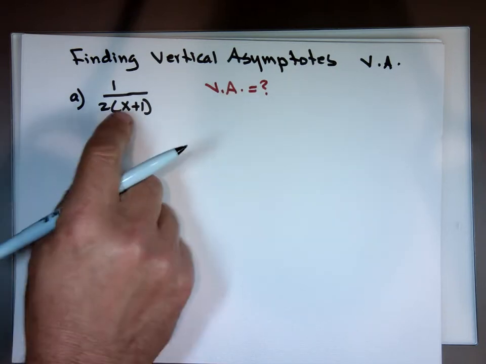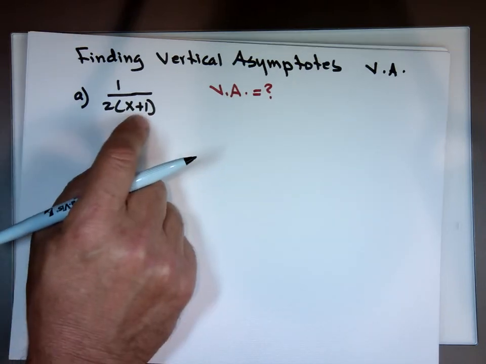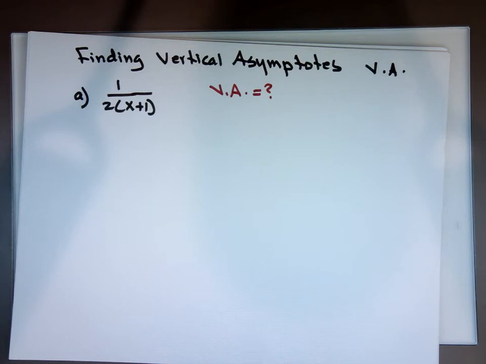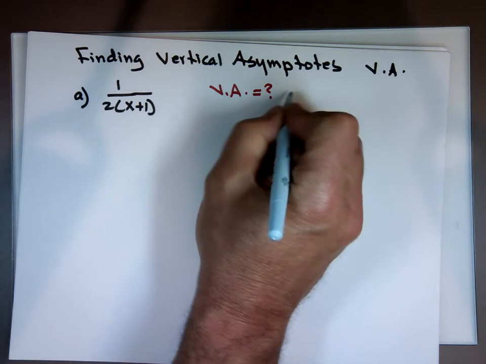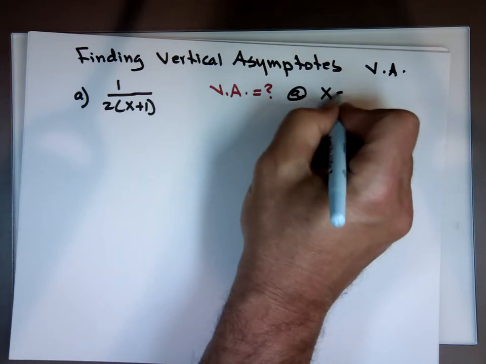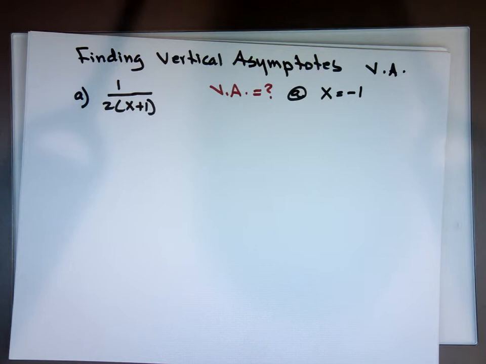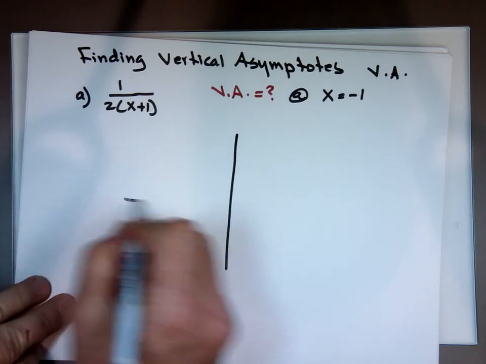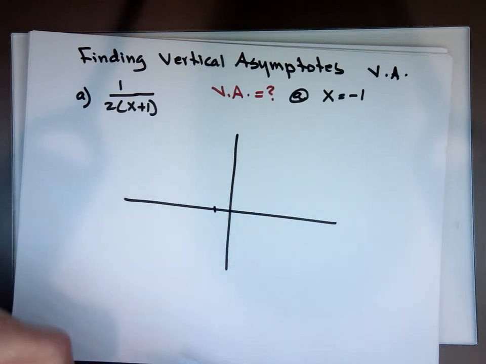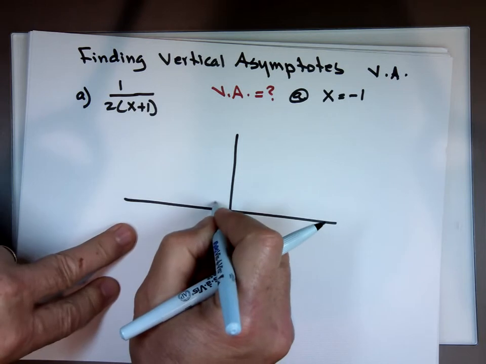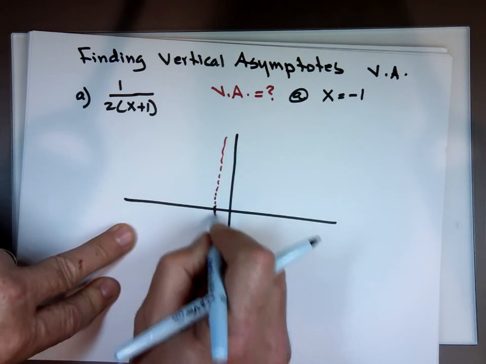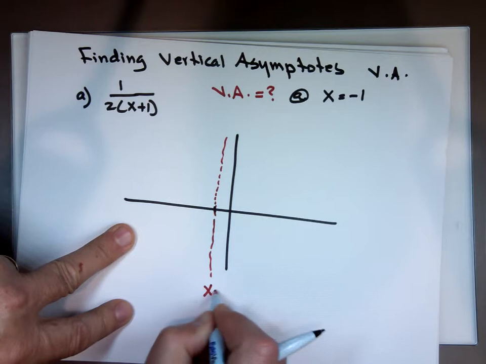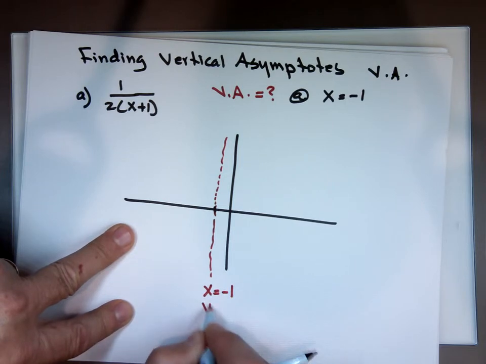You look at the denominator, it says what value makes the bottom 0? -1. So your vertical asymptote is at x equals minus 1. So if you go to graph that one, this is the minus 1. You put a dotted line. This is x equals minus 1. That's your vertical asymptote.